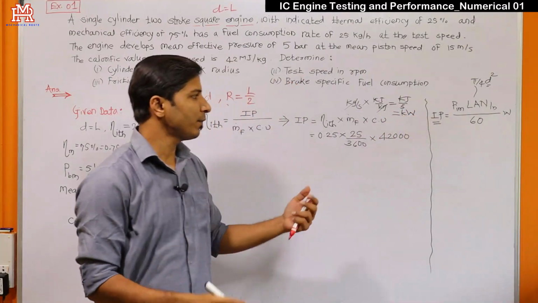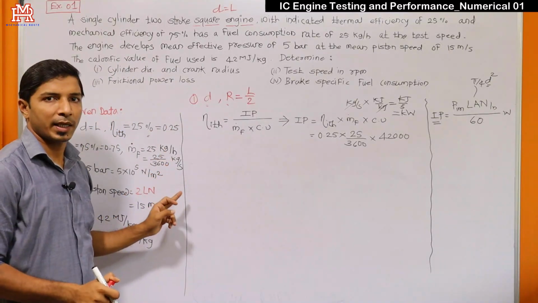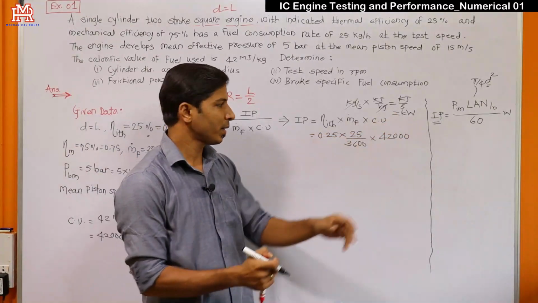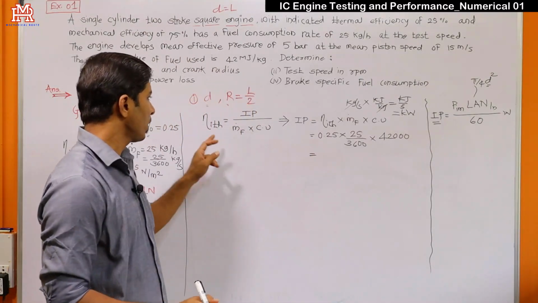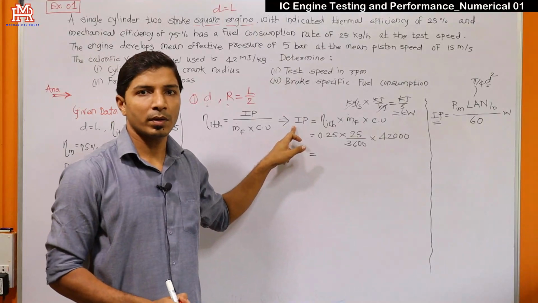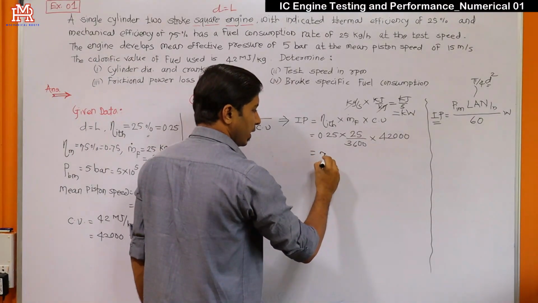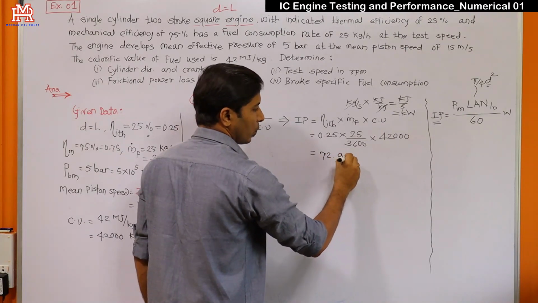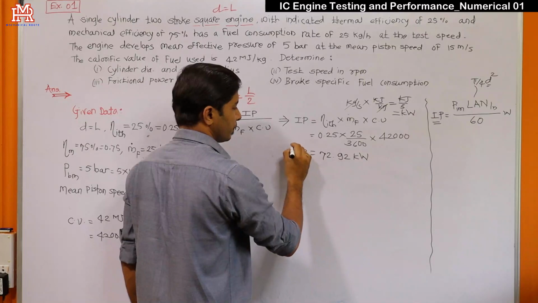So in this formula we definitely have to use kg per second, then only we will get the unit kilowatt. Now when we calculate, we get the answer for this indicated power. The answer is 72.92 kilowatt. This is IP.